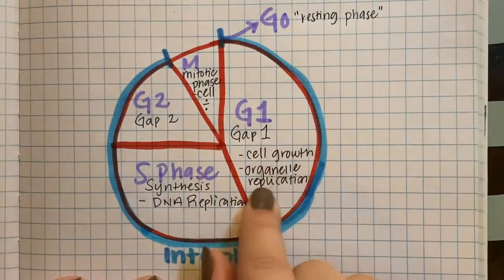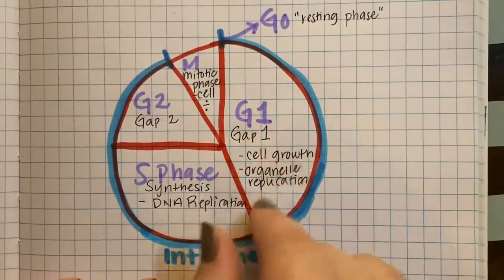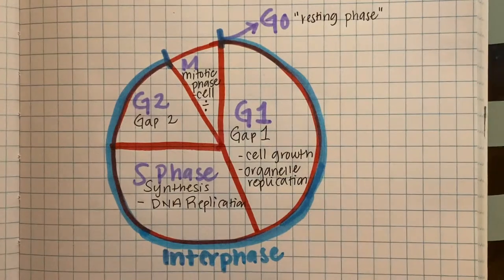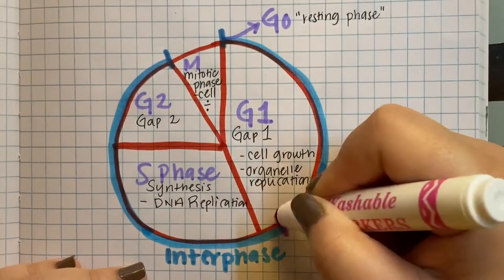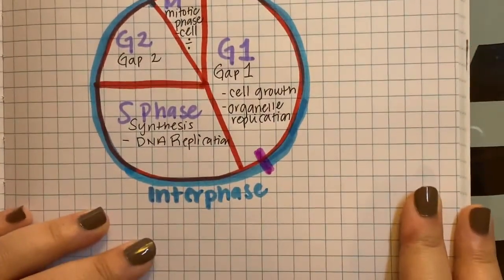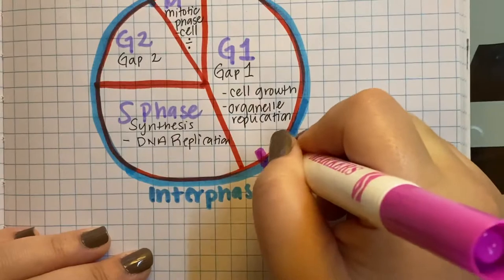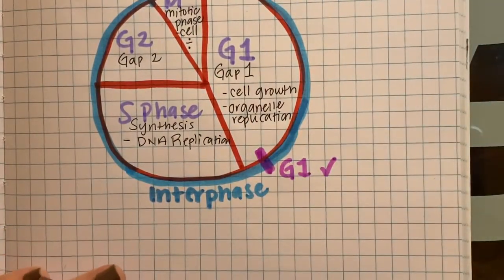So there are these checkpoints along the way. There's four that we're going to talk about that ensure that the cells are appropriate and ready to divide. So there is a checkpoint going from G1 to S phase. I'm just going to draw them as large hash marks. Cool. This is called the G1 checkpoint. I'm just going to put little checks for checkpoint.